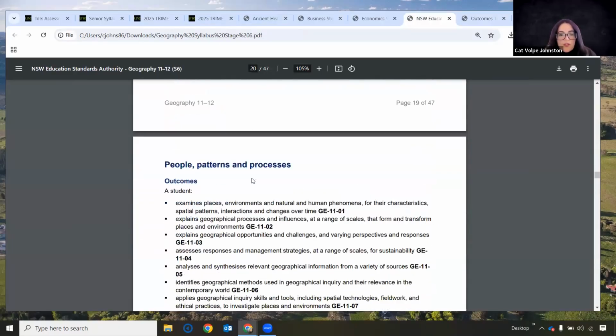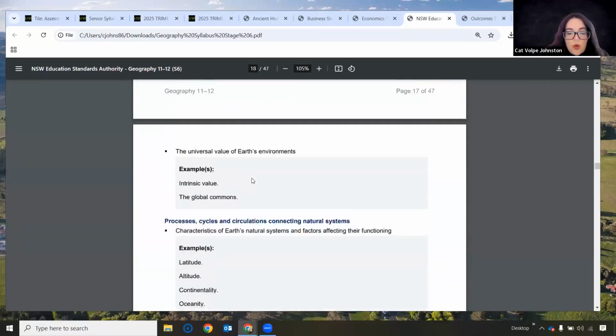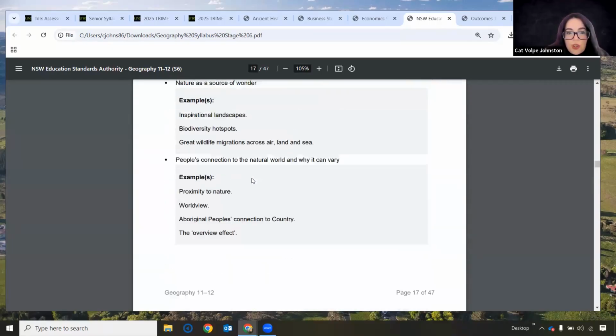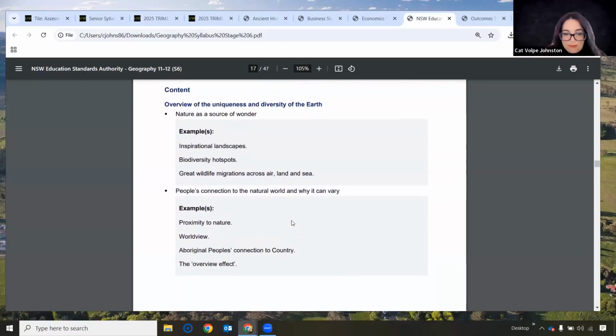What's interesting about the new syllabus is that it's a little bit less detailed. So you're going to be responsible for deciphering what you will want students to inquire about. So for example, nature as a source of wonder, and then it just gives you examples. It's a little bit less guided, isn't it?